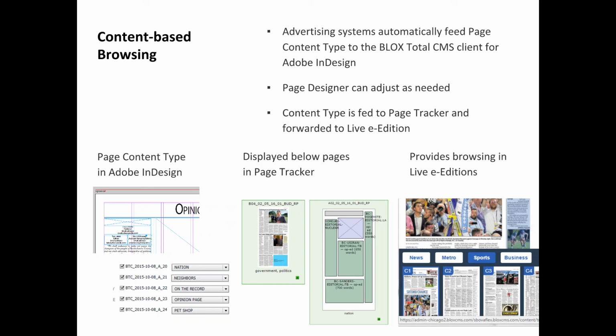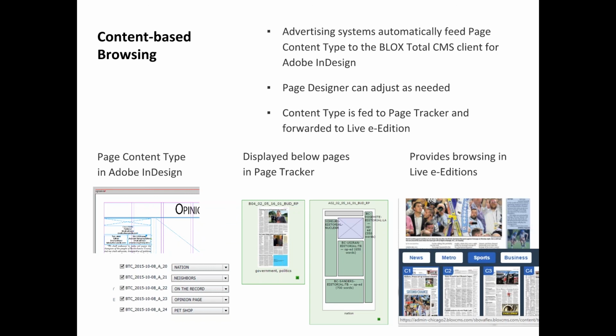You can override it. Say, for example, the advertising group says that the local news page is going to be A6, but you have to move it to A7 for some other reason. So there's a user interface in InDesign to override that page content type. Next slide, please.